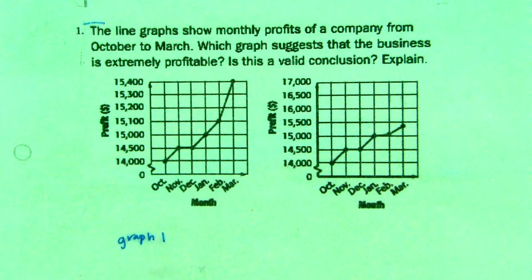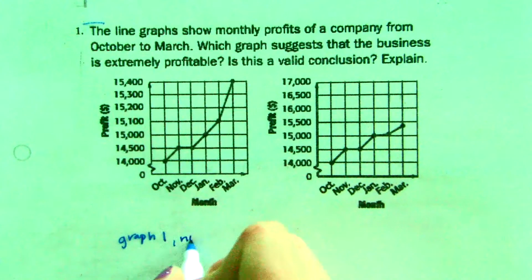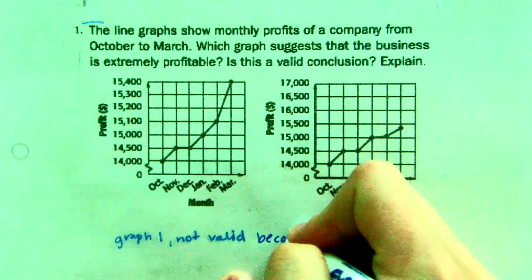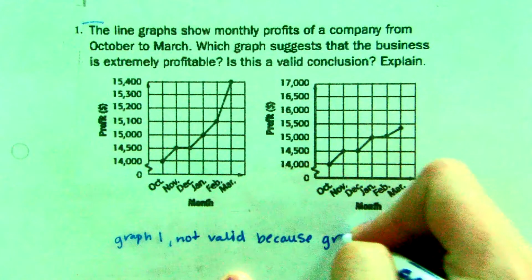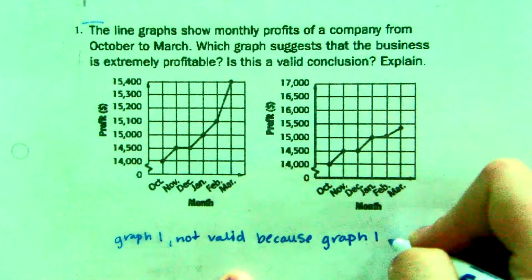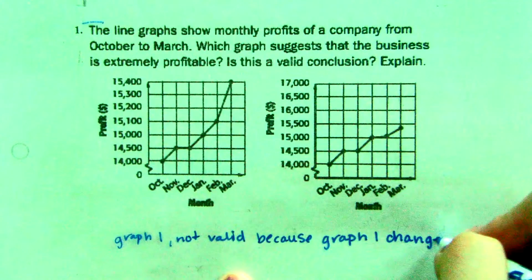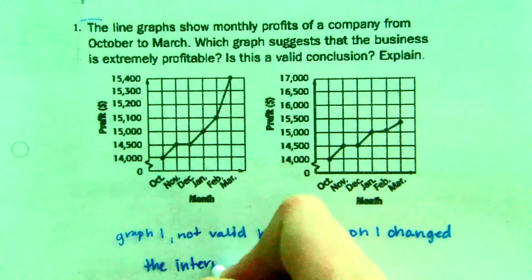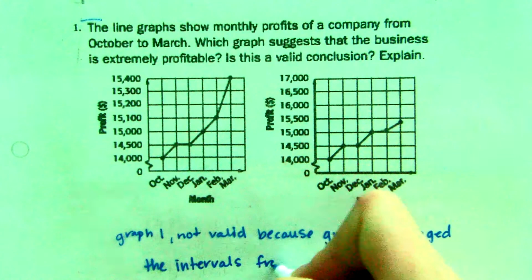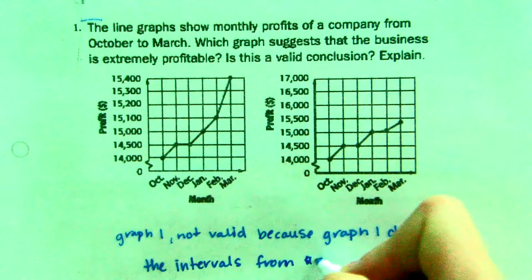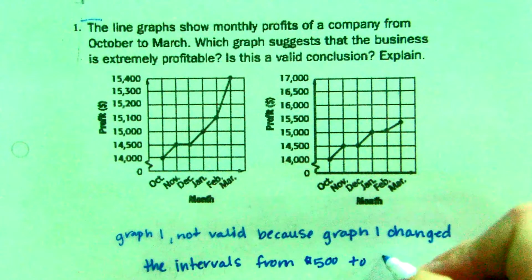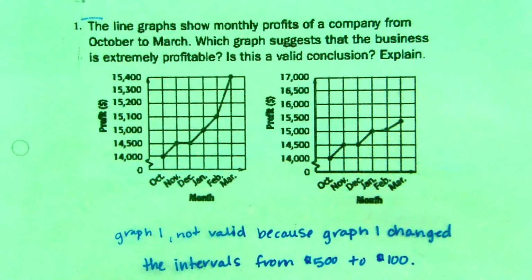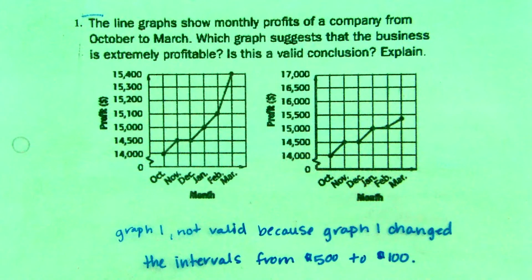because graph 1 changed the intervals from $500 to $100. So again, that looks misleading because our intervals are different. We started at 500, then we went up by 100. So if you think about your dollar amounts, an increment of 500 is a bigger gap than an increment of 100.